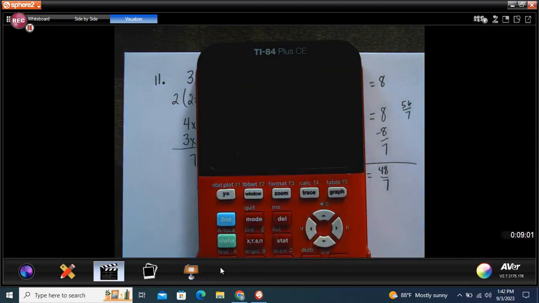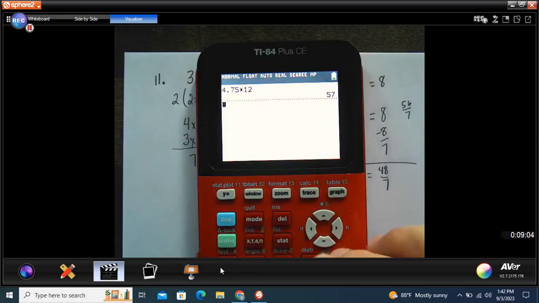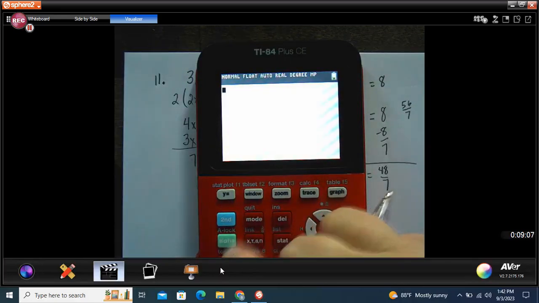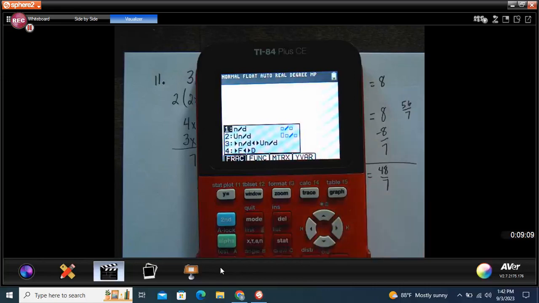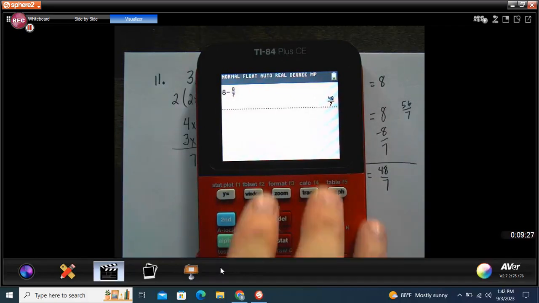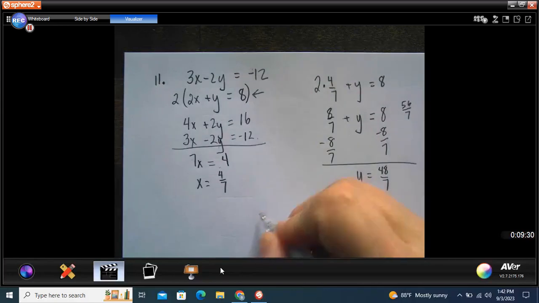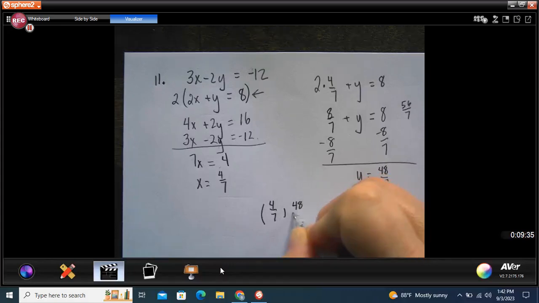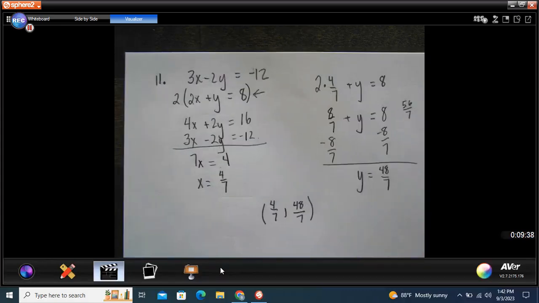And again, even our fancy calculators do the fractions. If you go to alpha F1, that's your fraction button. And I actually did that prematurely. First I want to put 8, and then I want to put minus. Now I need my fraction, and my fraction is 8/7, and I get 48 over. And so these lines intersect at the point 4/7, 48/7. Okay.